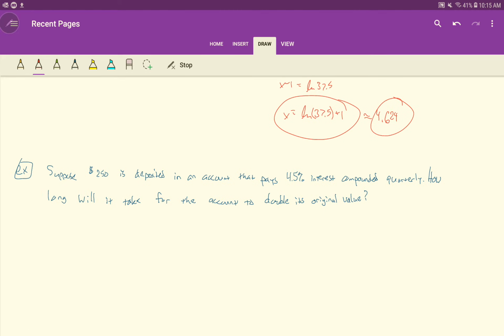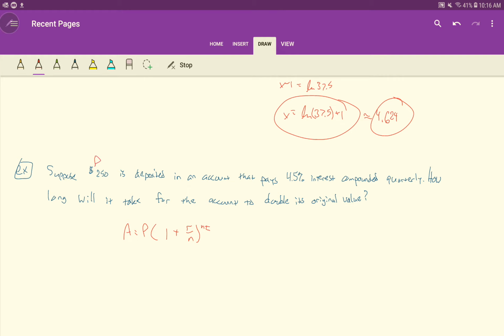Word problem. Suppose $250 is deposited in an account that pays 4.5% interest, compounded quarterly. How long will it take for the account to double its original value? Okay, so that's going to be our compound interest formula. A equals P times 1 plus R over N to the NT. And we'll just plug in our information.